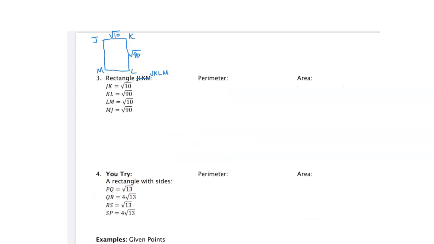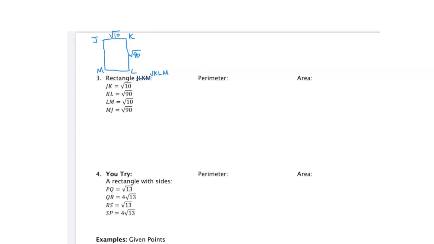All right, number 3, we have find the area and the perimeter of rectangle. This should say rectangle JKLM. So rectangle JKLM. Rough sketch, we have JKLM as our rectangle. It tells us the JK is the square root of 10 and KL is the square root of 90. Again, not necessarily writing the other two sides because they're exactly the same as the two that's across from them.